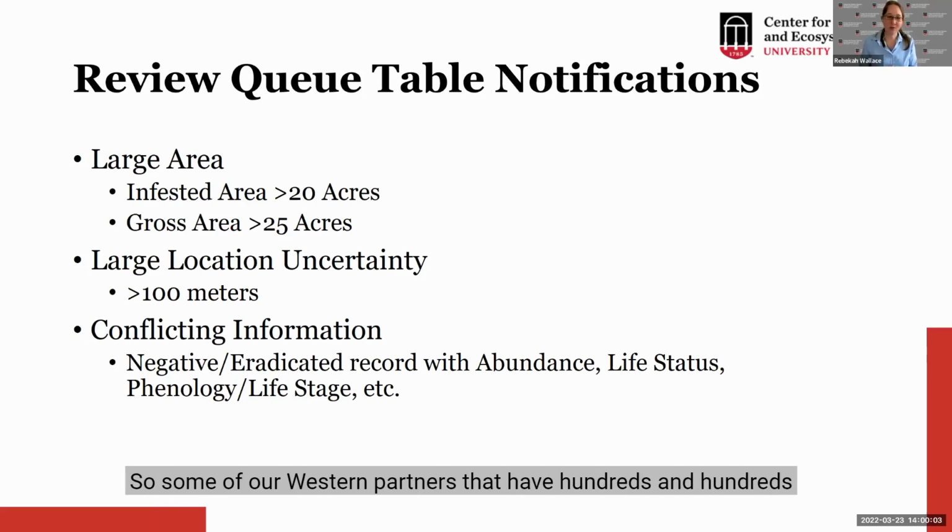It's not preventing these records from coming in. So some of our Western partners that have hundreds and hundreds of acres of, say, cheatgrass, the data is still going to be available. It's just if someone tries to report Kogon grass as 100 acres in Georgia, there's a number of things that will go on to notify the verifier that maybe they should pay attention to this a little bit more carefully. For the location uncertainty, we said over 100 meters.